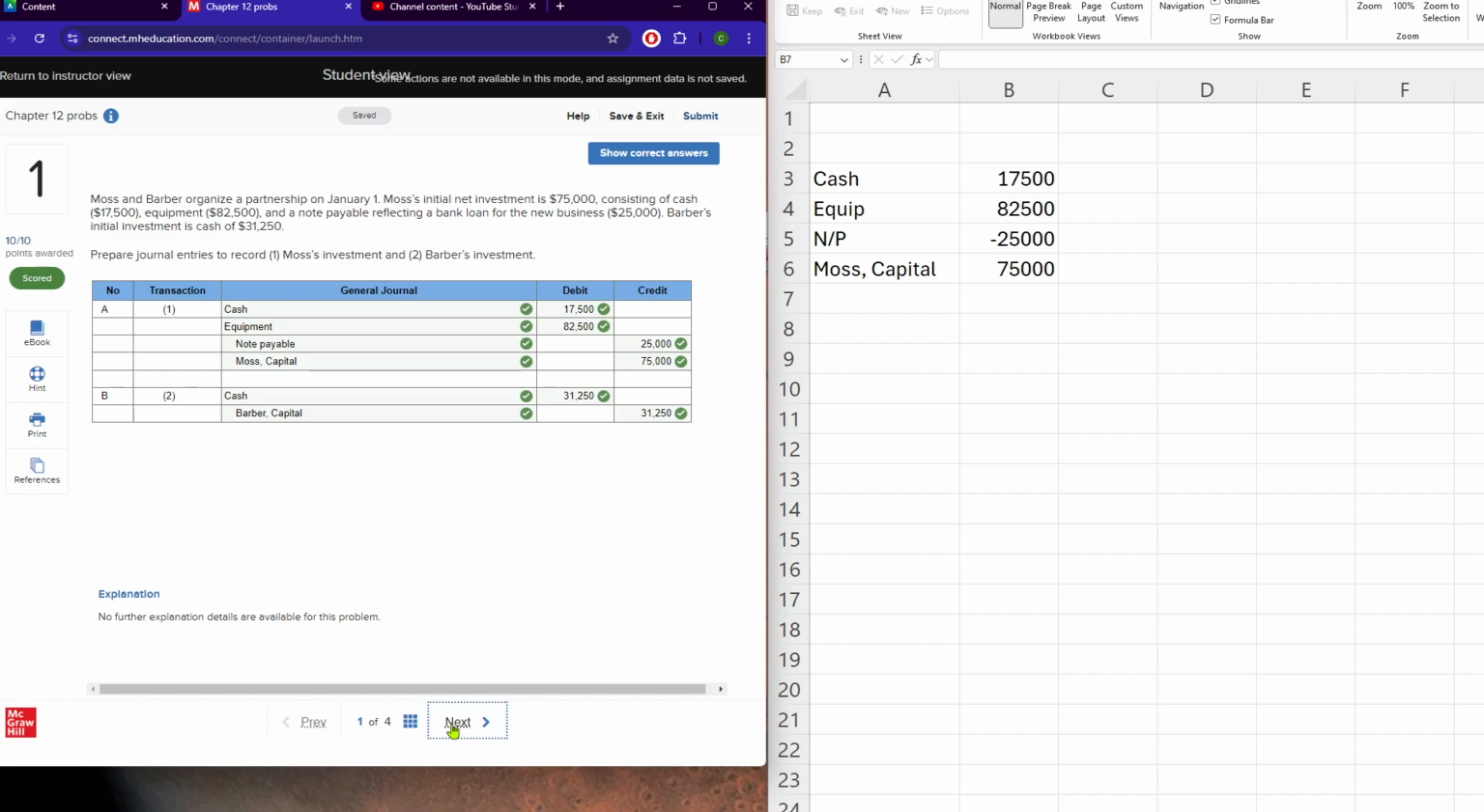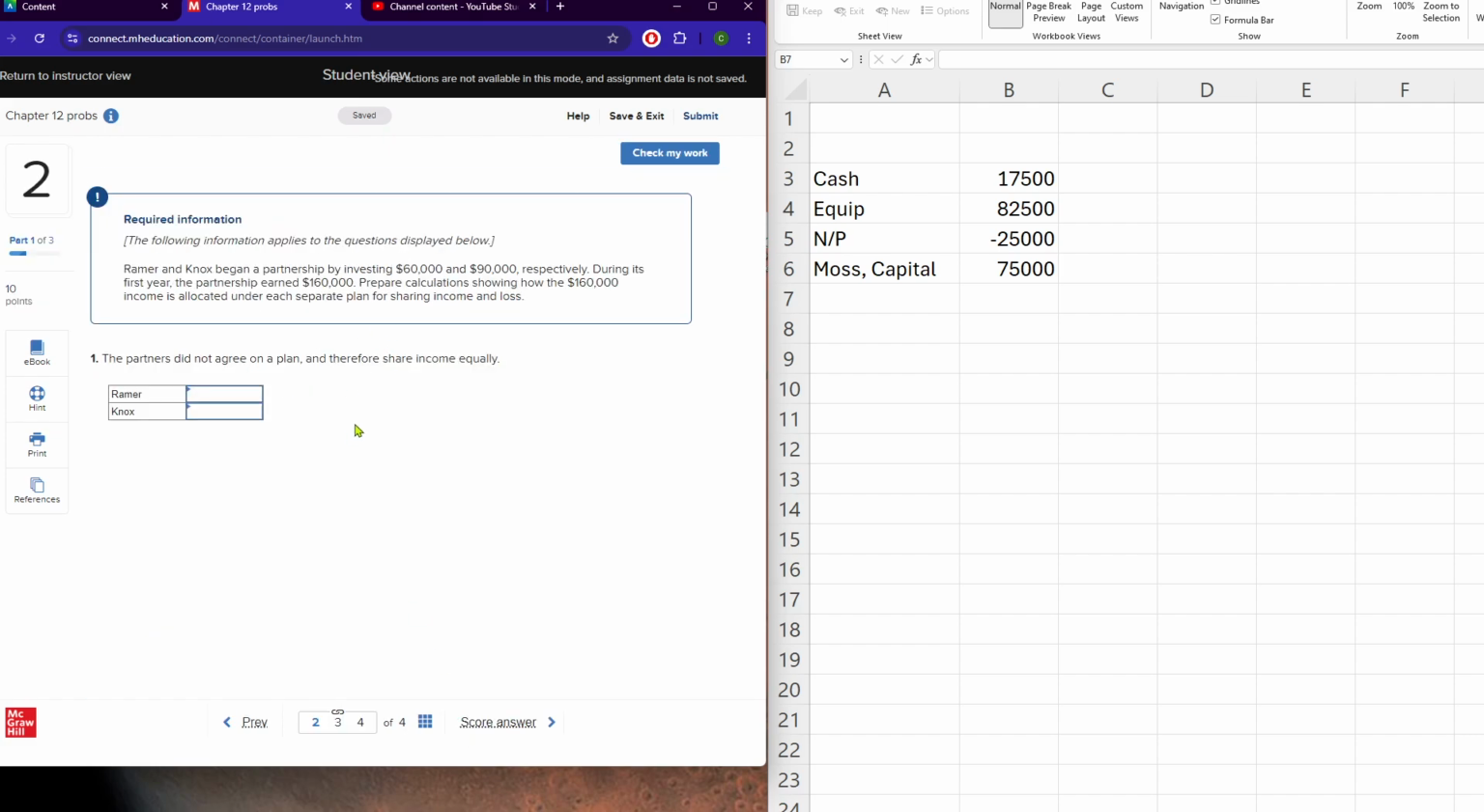Which is going to be like 3 parts, but most of them are pretty short. So in the first one here, I've actually had this on some files before. I've used this problem before. Anyway, we've got Raymer and Knox. Here's their initial investments, and they had a really good first year. And so we want to allocate that income.